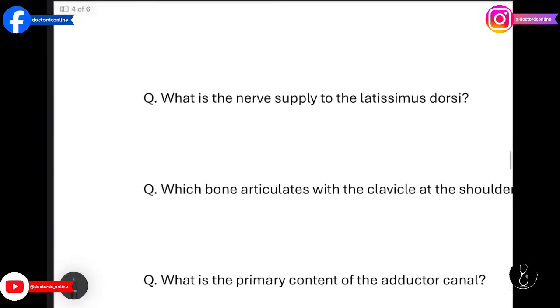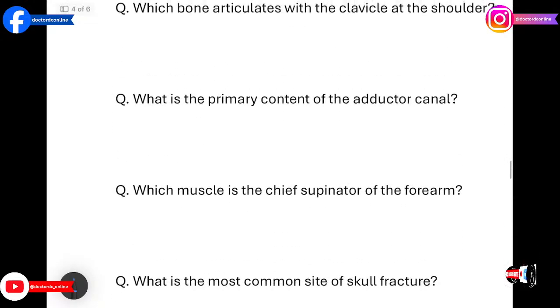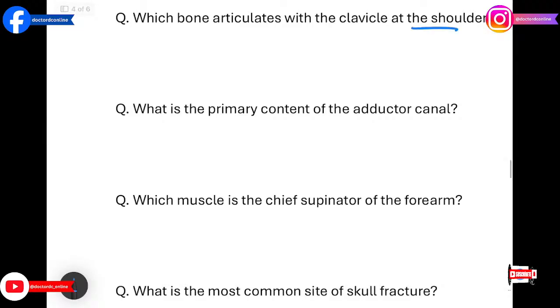The next question is what is the nerve supply to the latissimus dorsi? And the answer is the thoracodorsal nerve, because this nerve arises from the posterior cord of the brachial plexus. The next question is which bone articulates with the clavicle at the shoulder? And the answer is the scapula, because the acromioclavicular joint connects the clavicle to the acromion.